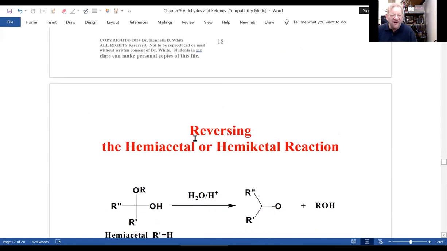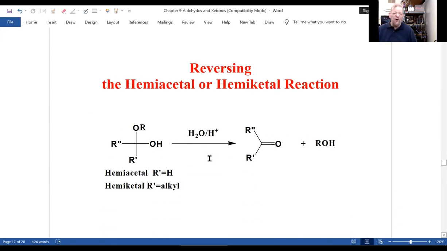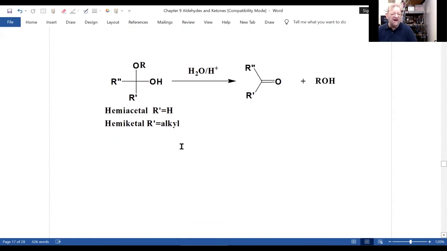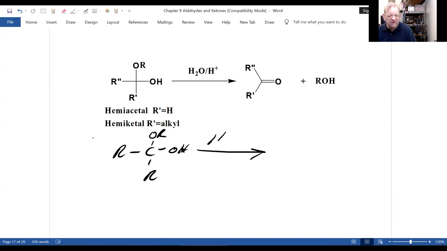Now, once you have these two molecules, what can you do with it? Well, you can react it with acid and water. So if I have a hemiacetal or hemiketal, which we made earlier from the reaction of an aldehyde or ketone with one mole of alcohol and acid, what happens when you react it with acid and water?